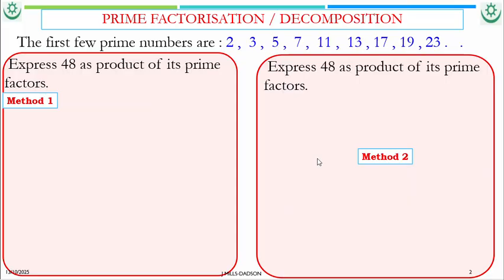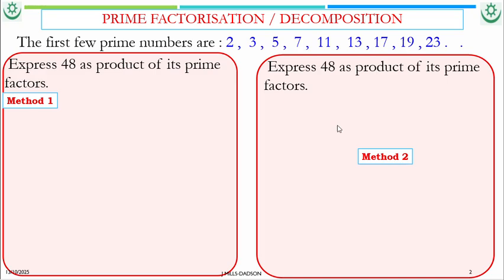In this lesson, we'll be talking about prime factorization. How do you decompose a number into a product of its prime factors? Prime numbers are numbers that have only two factors, and the factors are itself and 1. So these are a list of a few prime numbers that you need to memorize in order to be able to do this kind of work.